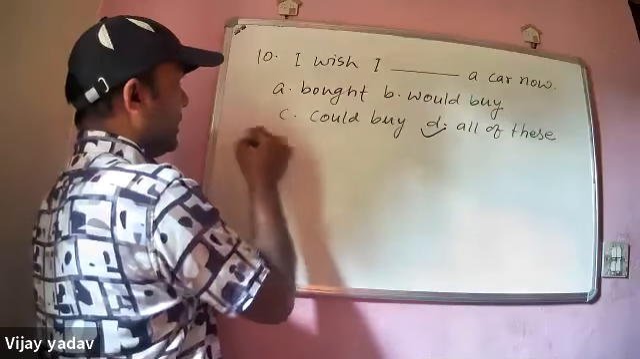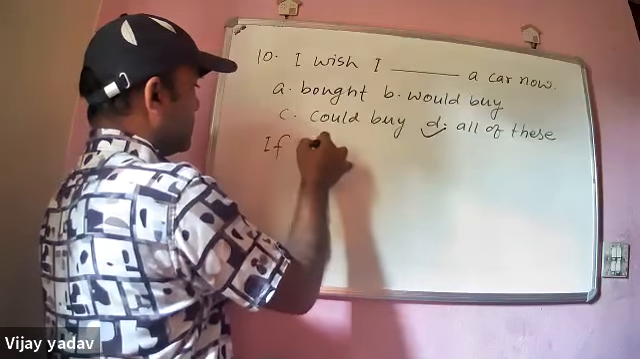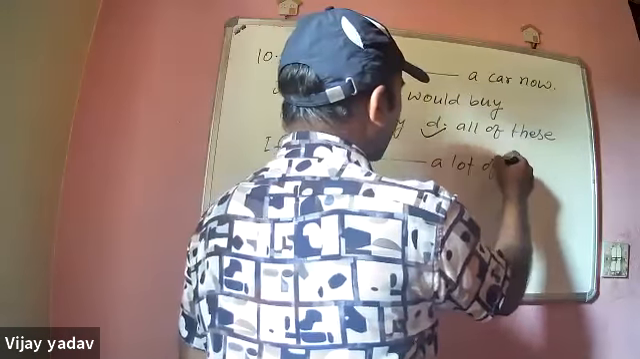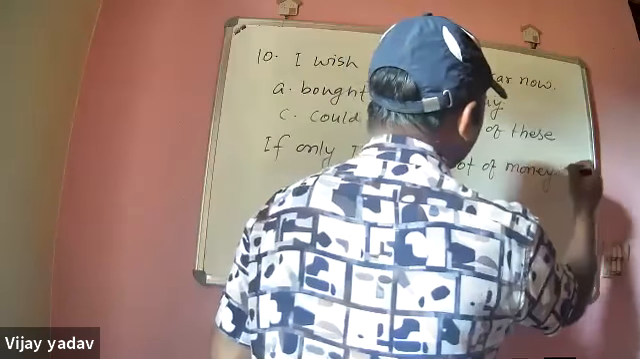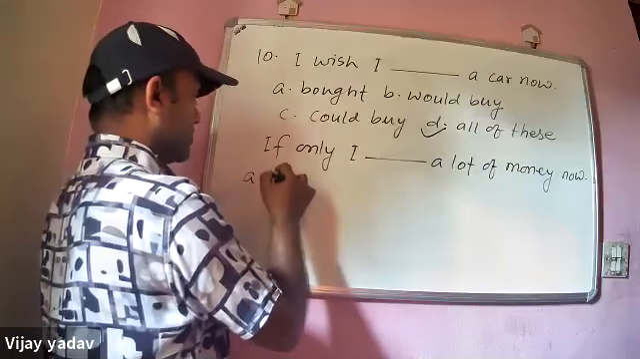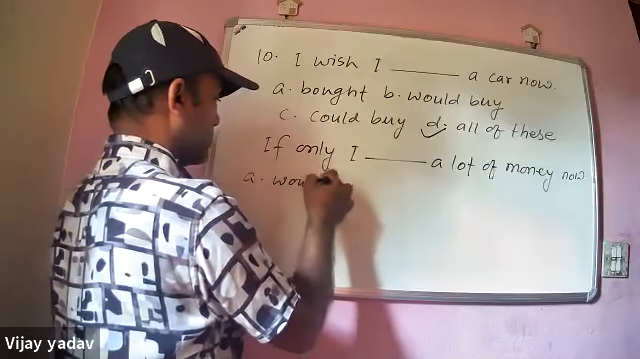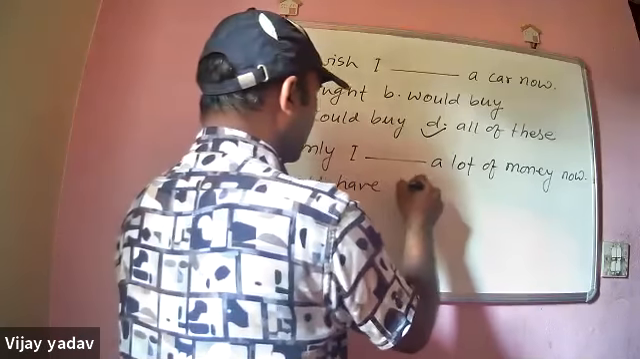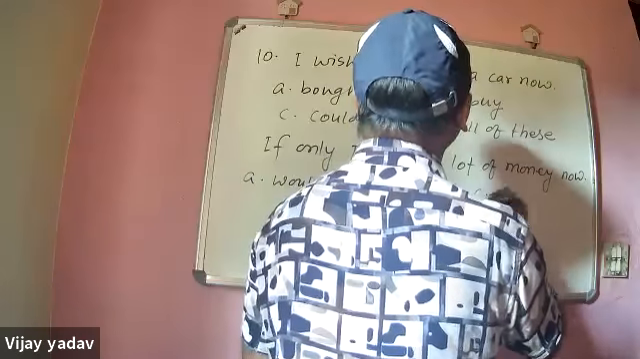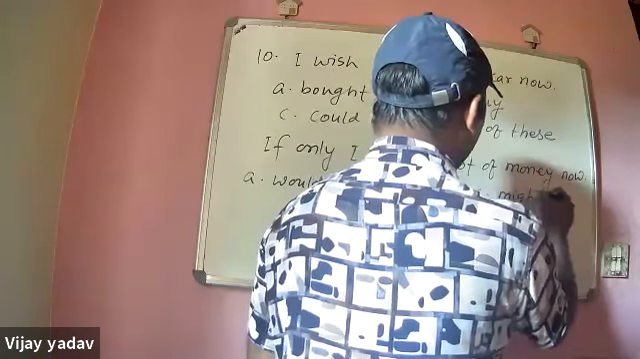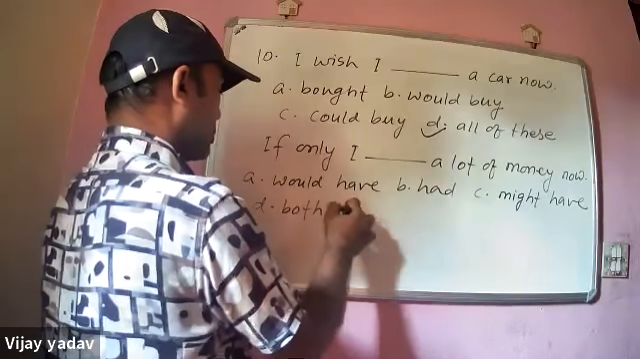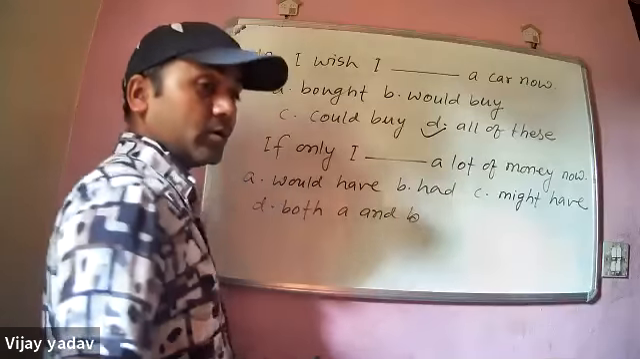Okay. Now here, if only, a lot of money now or at present. Options: would have, had, might have, both A and B. Which option is correct?